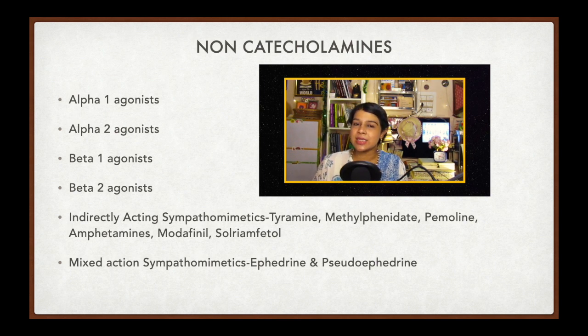What is tachyphylaxis? That is rapid development of tolerance. That is generally seen with these indirectly acting sympathomimetic drugs. Let's talk about more of these drugs. Tyramine. Tyramine is present in certain foods. It can lead to the cheese reaction in patients who are taking MAO inhibitors.